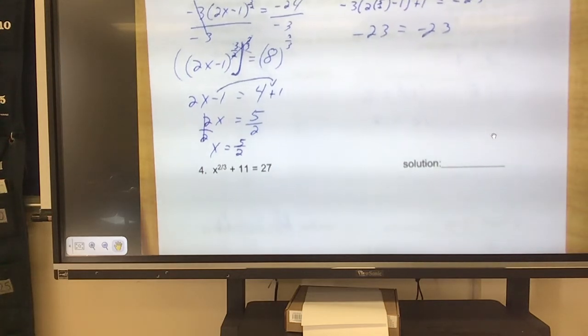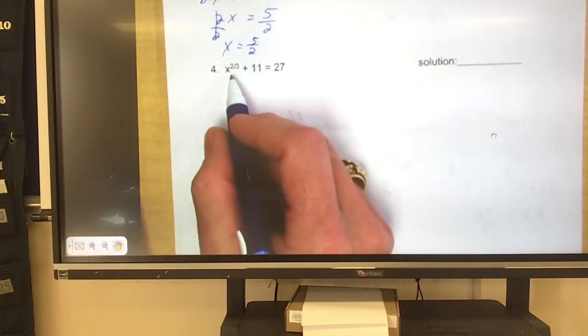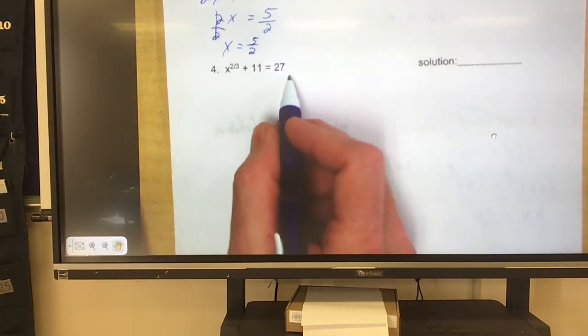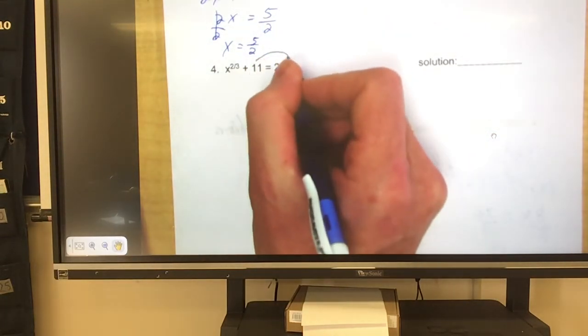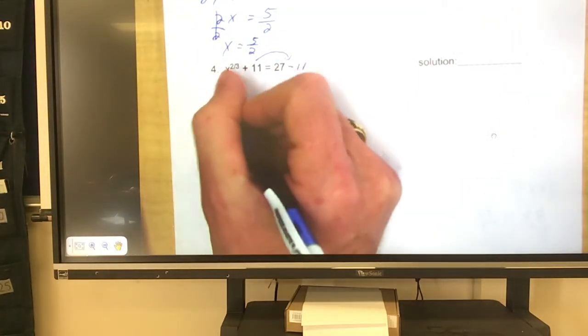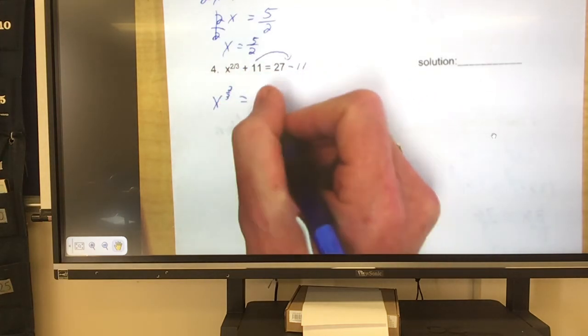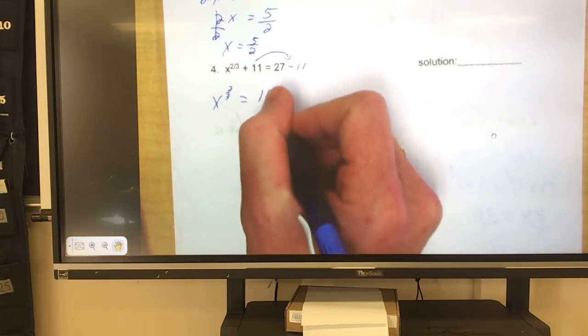Okay, let's try the last one. Same deal. x to the 2/3 plus 11 equals 27. First thing I have to do is get rid of the plus 11, so it becomes a minus 11. So x to the 2/3 power equals 27 minus 11, which is 16.